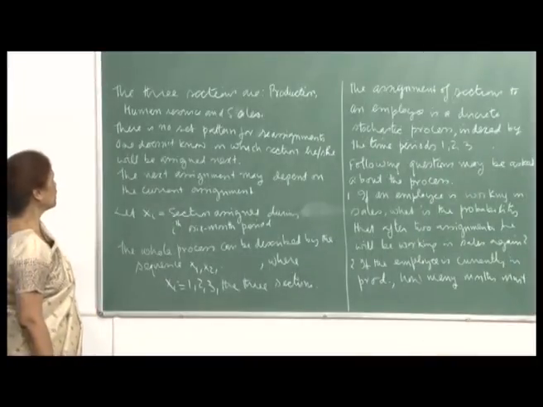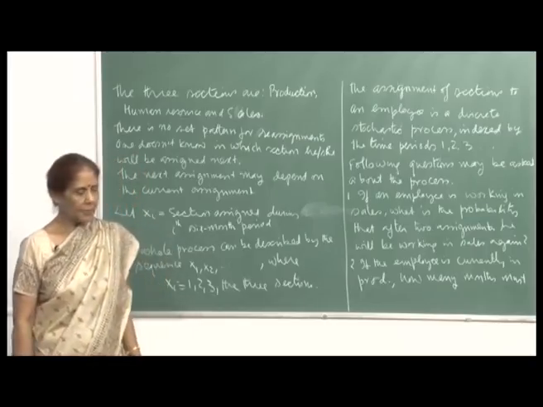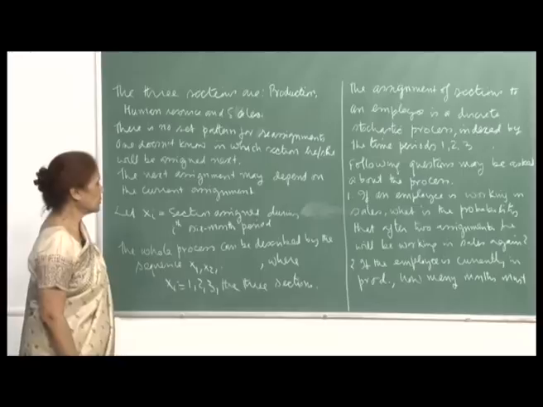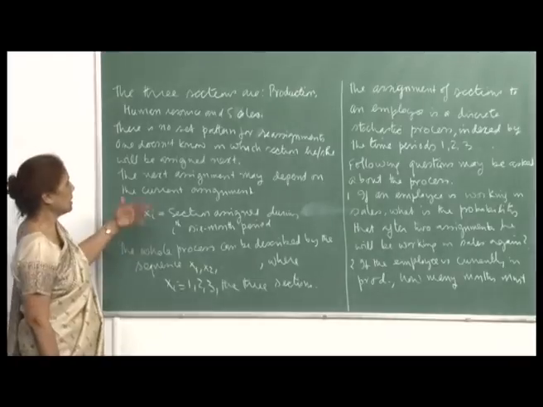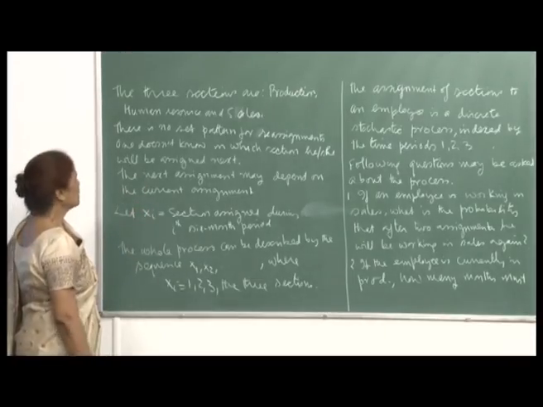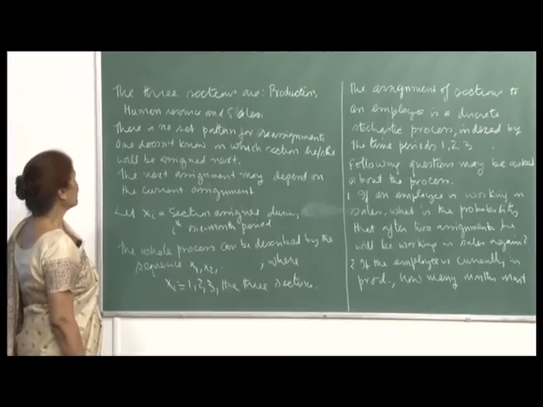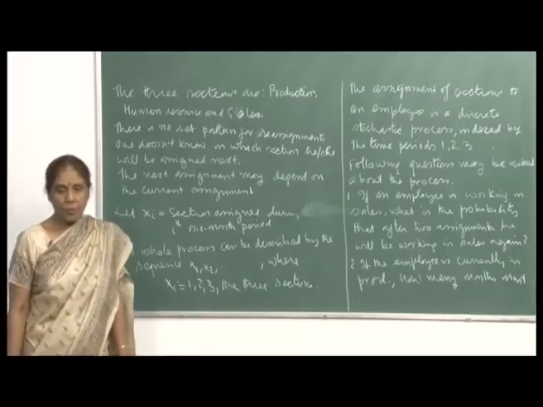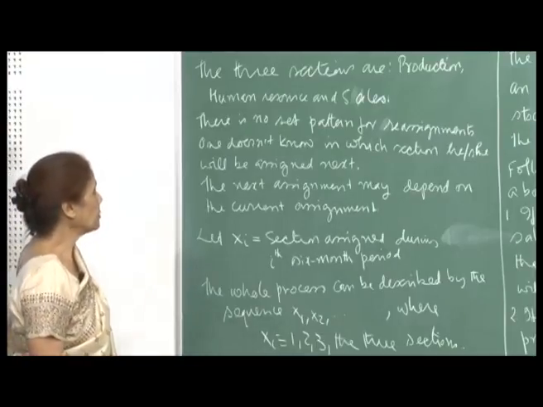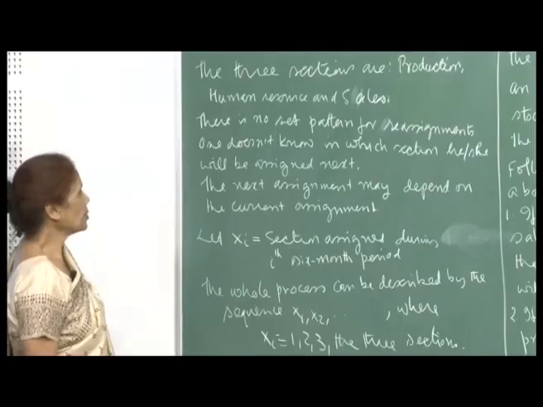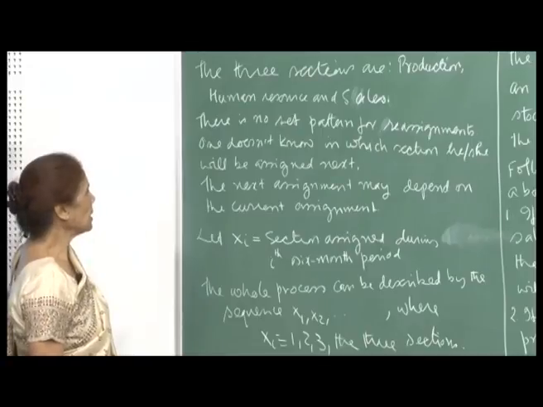So, the 3 sections are production, human resource, and sales. These are the 3 sections in the automobile manufacturing company, where he wants to assign the white collar employees, and by he I mean the owner of that automobile manufacturing company. There is no set pattern for reassignments, at least the employees do not know. So, there must be something in the mind of the owners about how they would reassign. Since there is no set pattern known, one does not know in which section he or she will be assigned next.